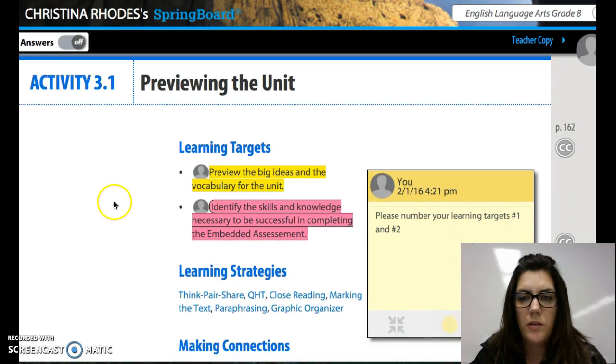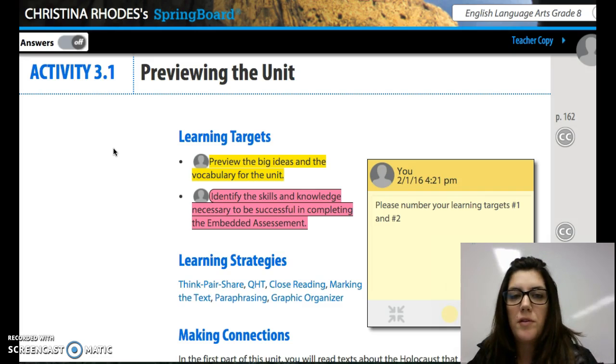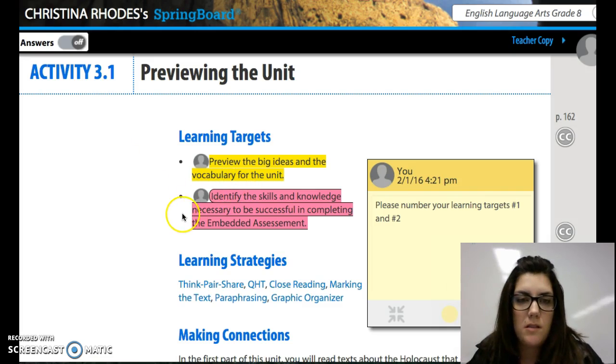We're now in Unit 3. Please number your learning targets number 1 and number 2. We're on page 162. Our big idea is we're going to preview the vocabulary for this unit. Then the second one, identify the skills and knowledge necessary to be successful in completing the embedded assessment.